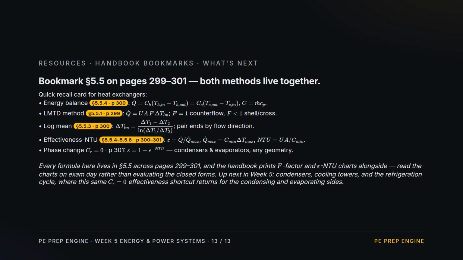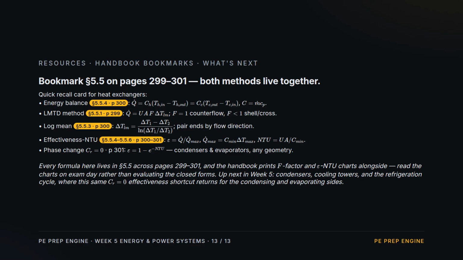Bookmark section 5.5. Both methods live together on pages 299 to 301. The energy balance with capacity rates. The LMTD method and its log mean driving temperature. The effectiveness-NTU groups. And the phase change shortcut. Effectiveness equals 1 minus e to the minus NTU for any condenser or evaporator. Read the handbook charts on exam day rather than grinding the closed forms.